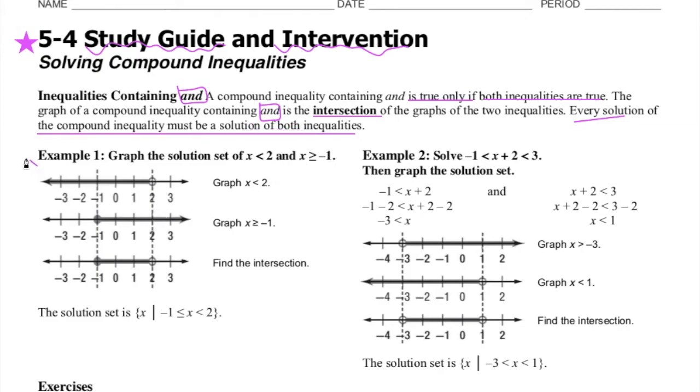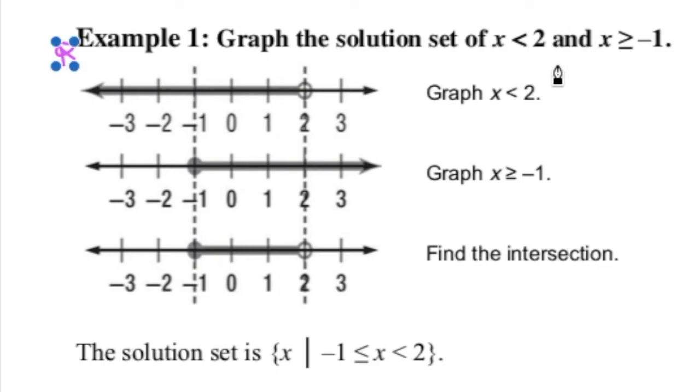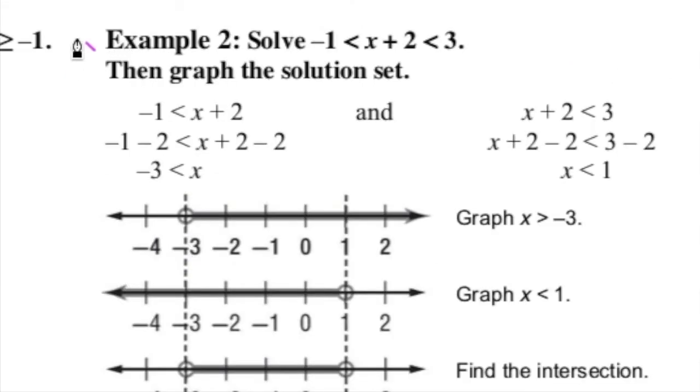So we have two examples here. One where it's shown as two separate inequalities using the word and. Example 2 is written all together as one, in which case you can separate them out into two. The part that they don't show is a second strategy, which I'll briefly show right here.